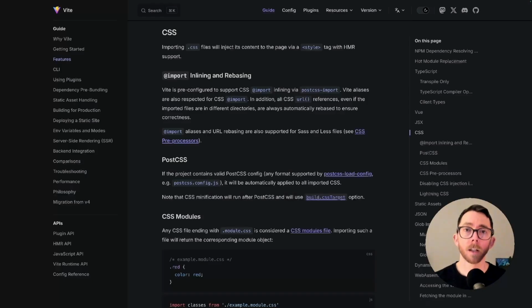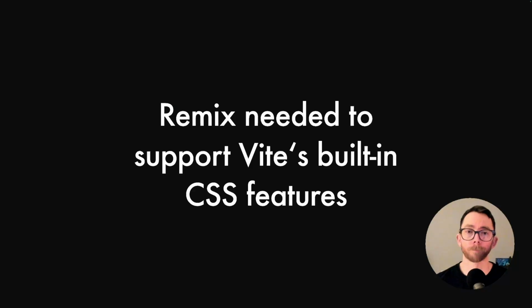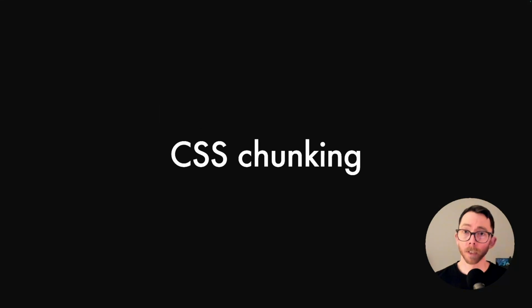And that's because, to its credit, Vite ships a lot of really great CSS features out of the box. So you don't have to install any plugins to get all of the standard CSS features you might expect up and running. So for example, here you can see using import inline and rebasing, PostCSS support, CSS modules, Lightning CSS, and so on. So to be truly Vite native when moving to Vite, Remix needed to support Vite's built-in CSS features. The most exciting of which for us was support for CSS chunking provided by Rollup.